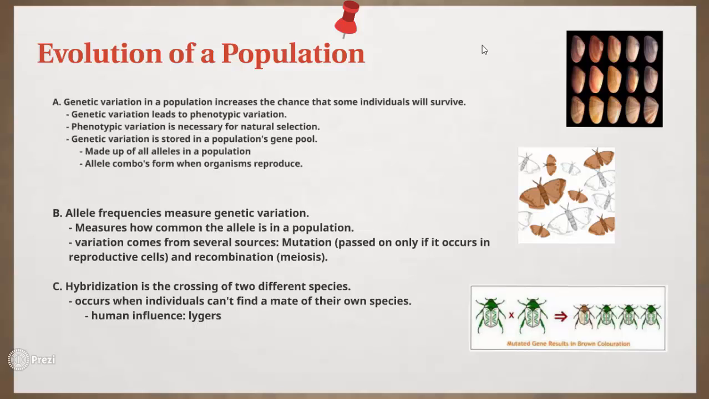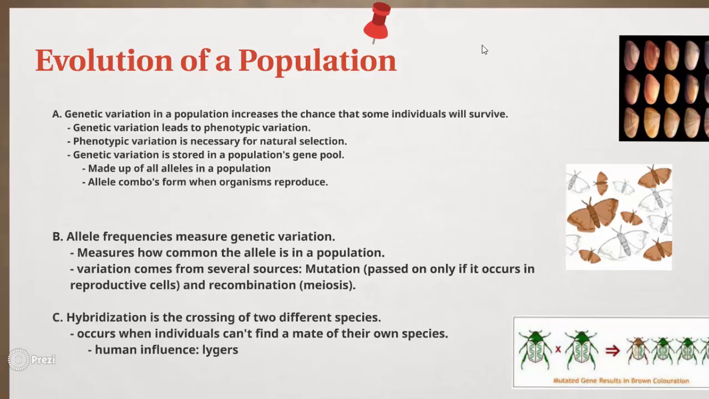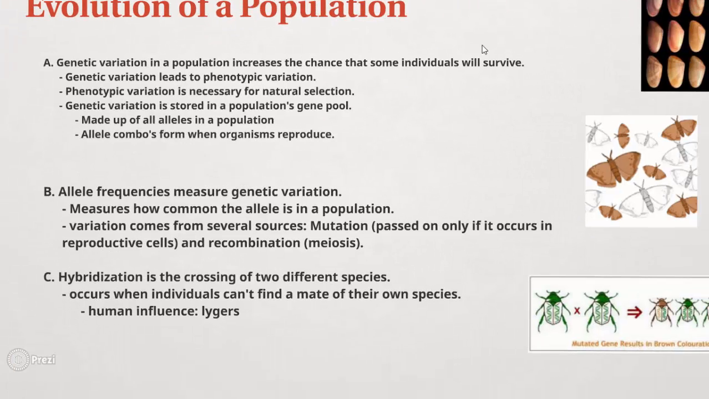So we have different mutations and allele frequencies, and we have hybridization, which is the crossing of two different species. That occurs when individuals can't find a mate of their own species. And humans, we've actually forced that upon two different species. We mated a lion with a tiger, and we got something we call ligers. Ligers are giant, like 9 feet long, massively powerful, but they can't reproduce. It's pretty incredible.